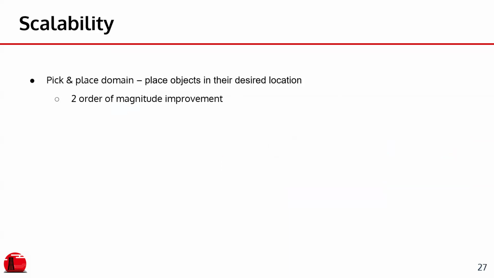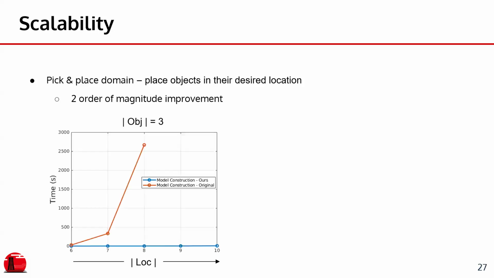Let's consider a simple pick and place domain. We benchmark the original implementation with a modified implementation. We first fix the number of objects and vary the number of locations. While the original implementation does not scale beyond 8 locations, ours can scale up to twice as many locations. For the 3-object, 8-location scenario, we see a 1,000 times speed up in model construction.